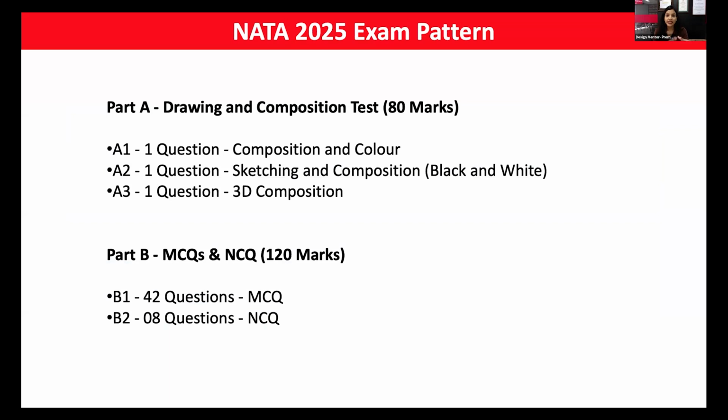Exam pattern. The exam is divided into 2 parts. Part A is a drawing and composition test, which is an 80-mark paper, in which there will be 3 parts, A1, A2, A3. A1 will be all about composition and color. A2 will be sketching and composition, black and white. A3 is 3D composition, basically 3D model making.